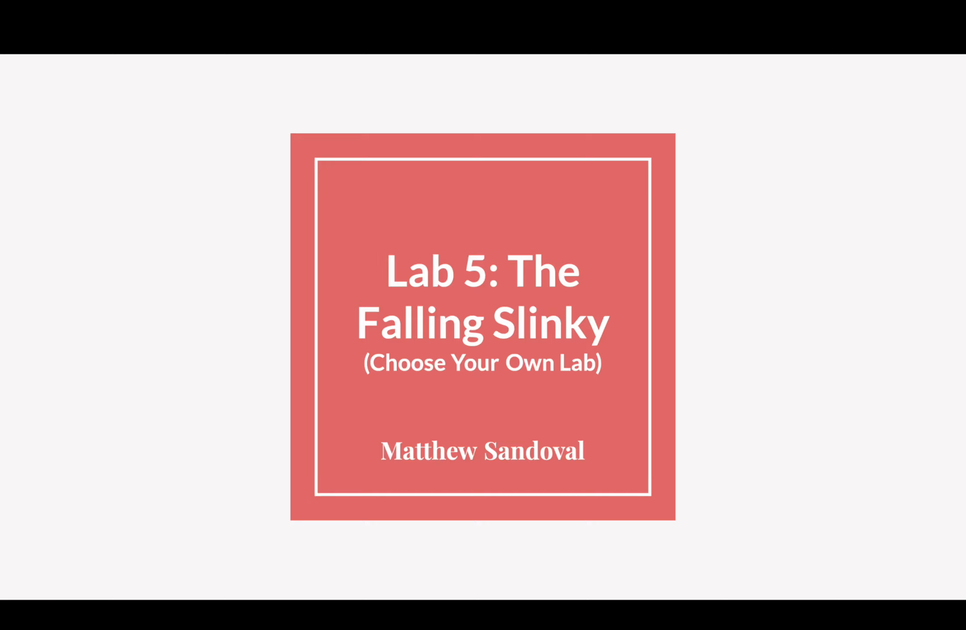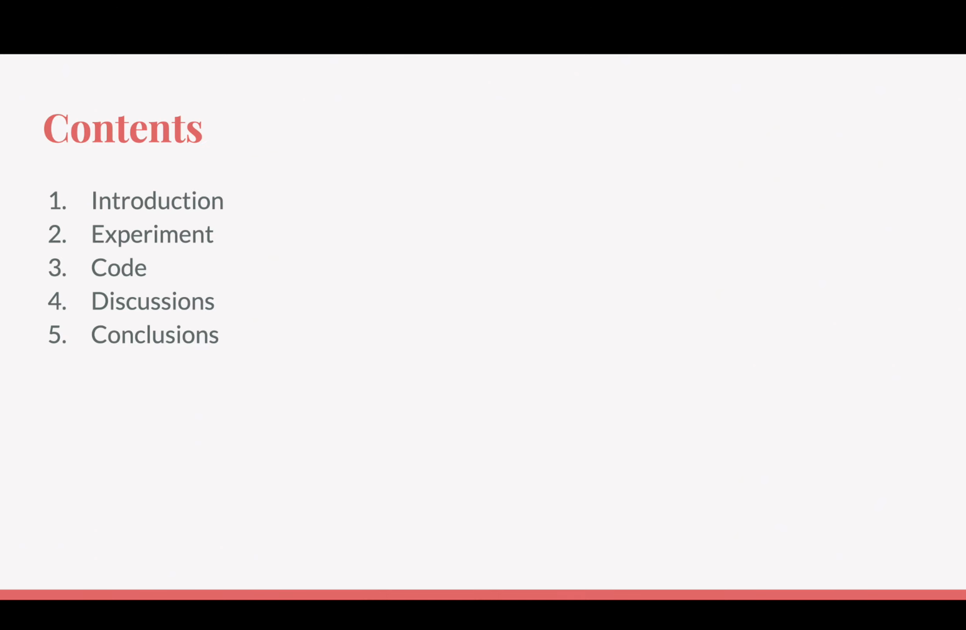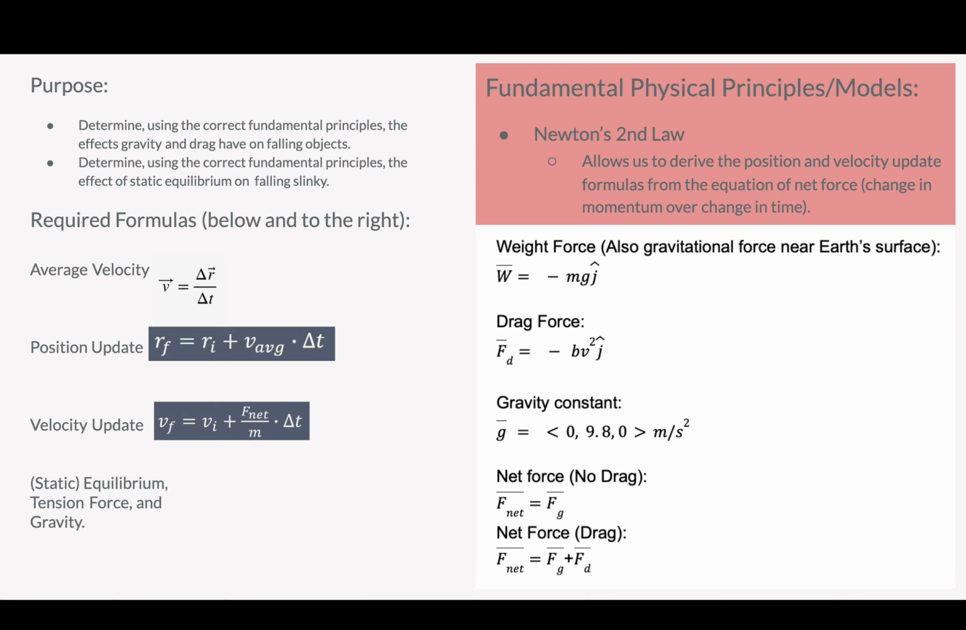I'm at the Sandoval, and for the Choose Your Own Lab, or Lab 5, I chose the Falling Slinky Lab. The 5 parts of this lab are the introduction, the experiment, the code, the discussions, and conclusions. There are 2 general purposes for this lab.